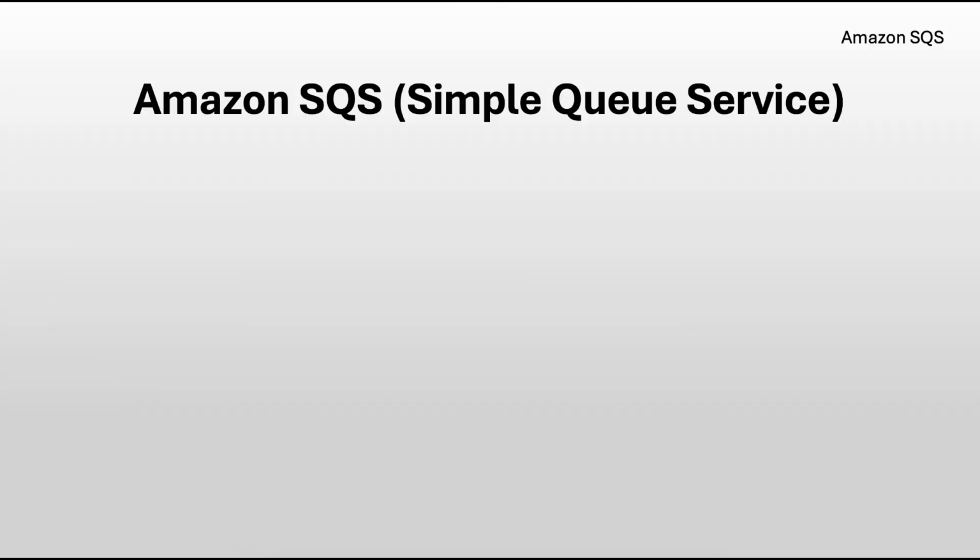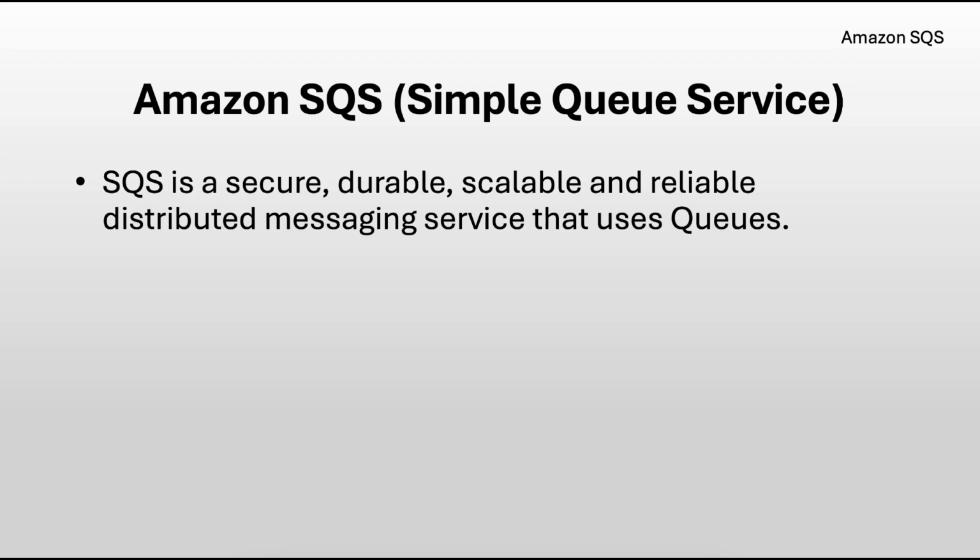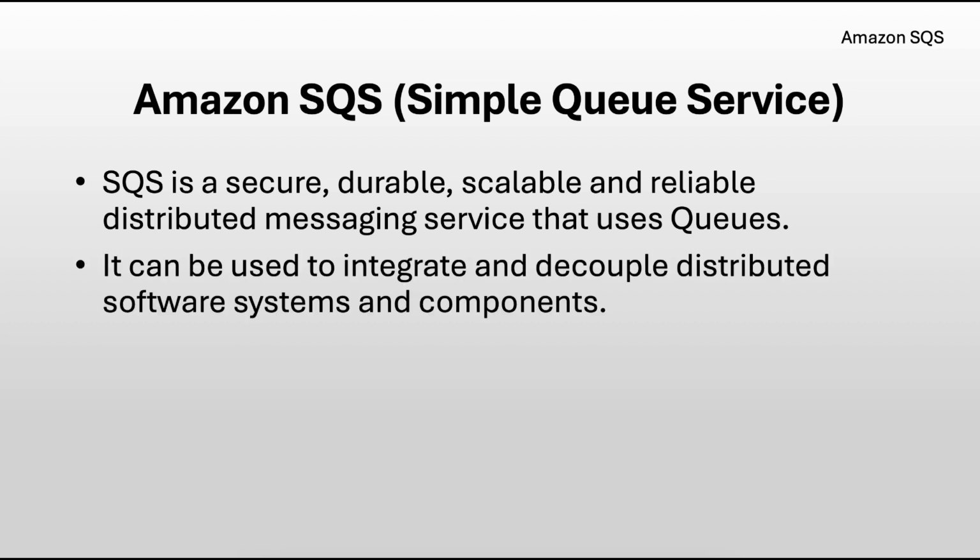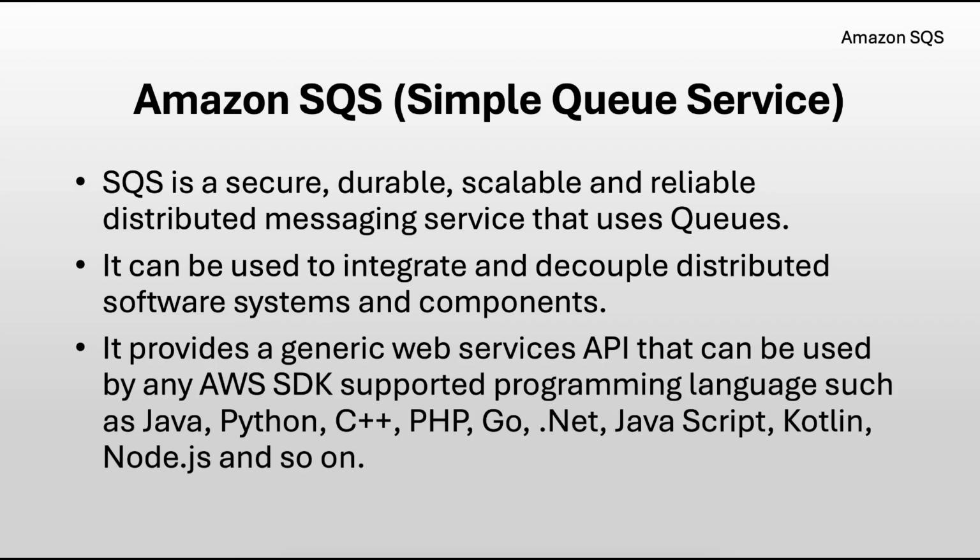SQS stands for Simple Queue Service. SQS is a secure, durable, scalable and reliable distributed messaging service that uses queues for exchanging messages. SQS is mostly used to integrate and decouple distributed software systems and components. Setting up the SQS service is very simple and straightforward. With a simple configuration and setup, we can configure SQS on an AWS account.